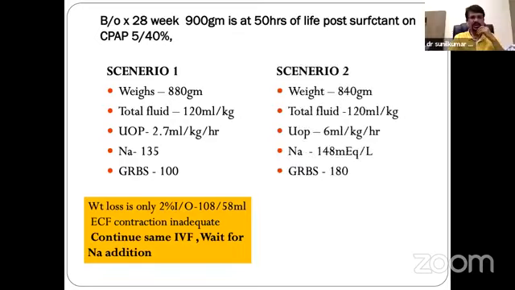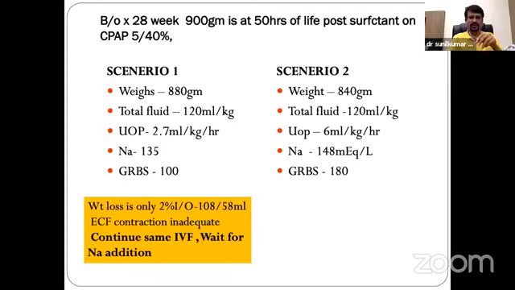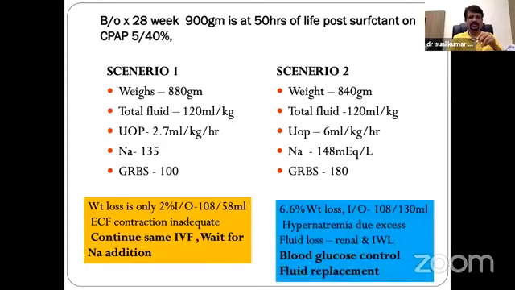Okay. Then coming to scenario 2, where the urine output is more and sodium is also increased, one thing that catches our eye is the sugar values. It's also on the higher side. The baby has lost more weight, 6.6% weight loss, and the baby is diuresing, 108 and 130 is the output. It is hypernatremia due to excess fluid loss, maybe because of renal and even insensible water loss. And the sugar is also adding to the loss of water.